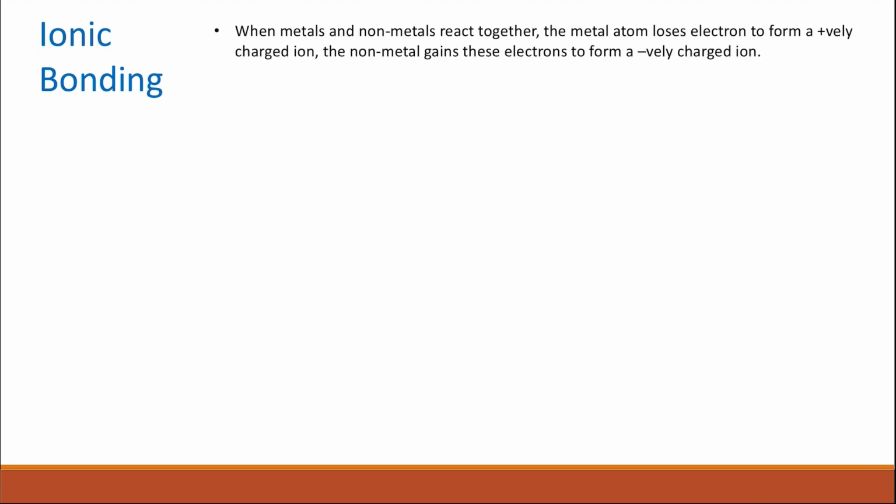So let's move on to talk about ionic bonding. So when metals and nonmetals react together, the metal atom loses electrons.